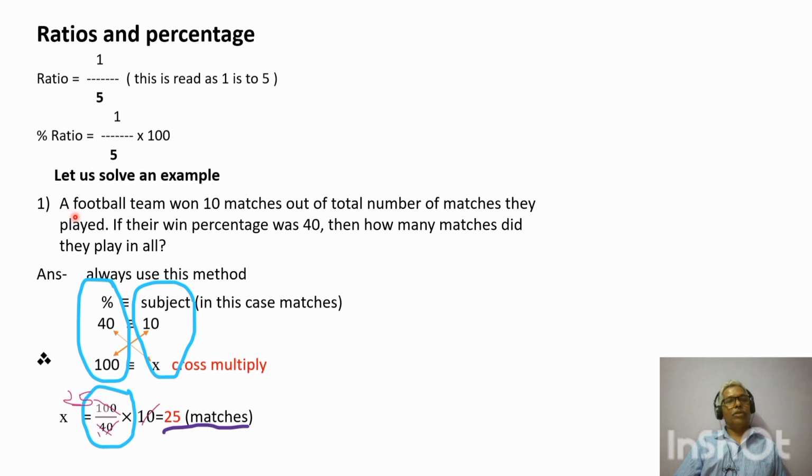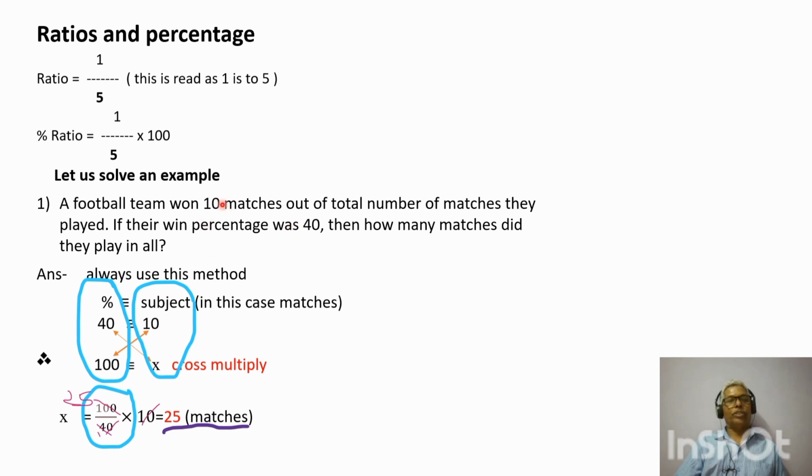See this example. A football team won 10 matches out of the total number of matches they played. Now we do not know how many matches they played, but we know how many matches they won. They won 10 matches. Okay. We will be using this data to solve the problem. If their win percentage was 40, then how many matches did they play in all? Okay, now always use this method.